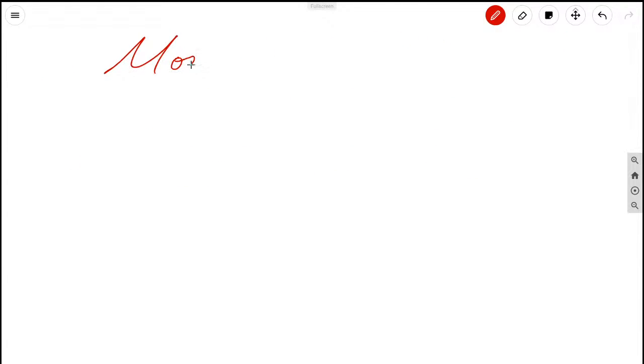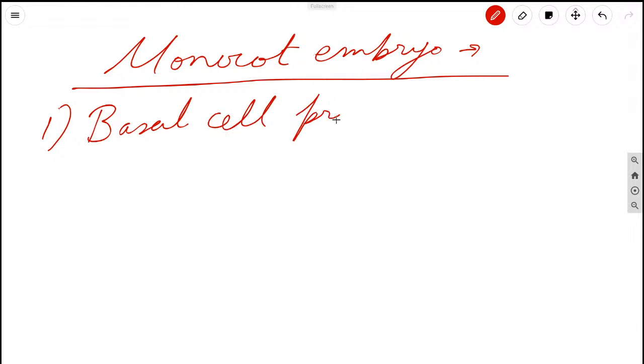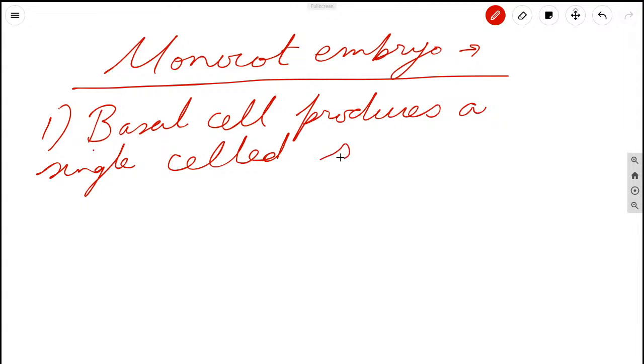Now, if you come to the monocot embryo, the basal cell produces a single celled suspensor that I was telling you. It becomes directly transformed into the vesicular cell then. Okay, basal cell produces a single celled suspensor.